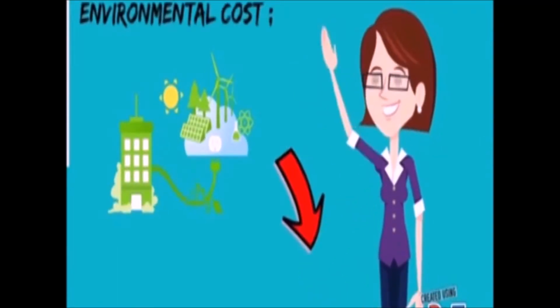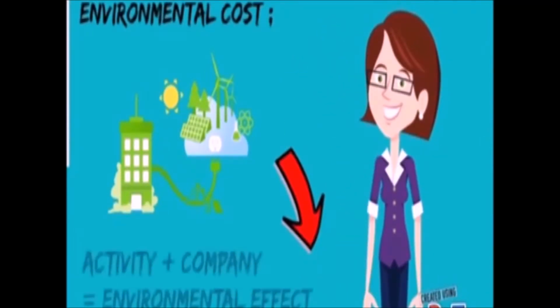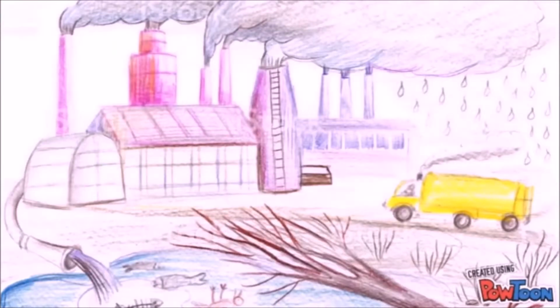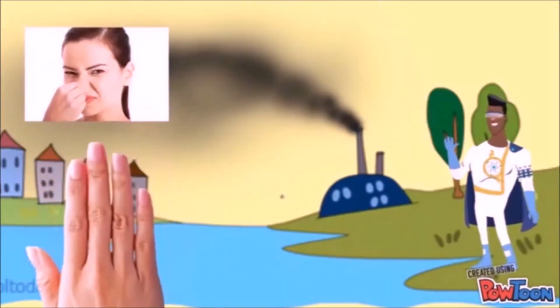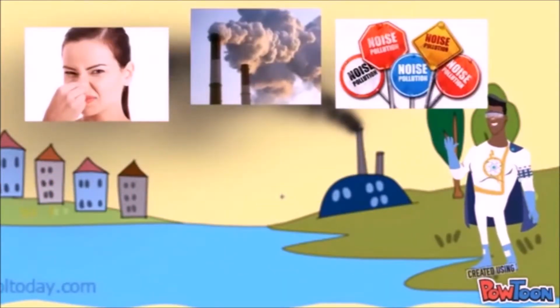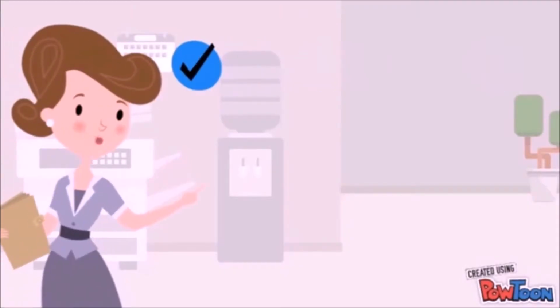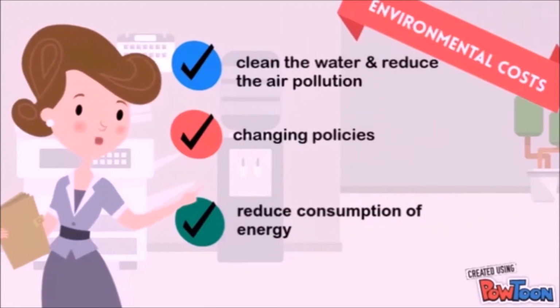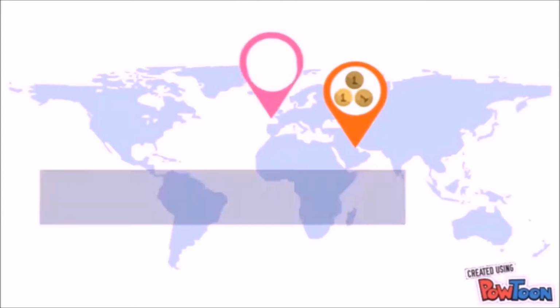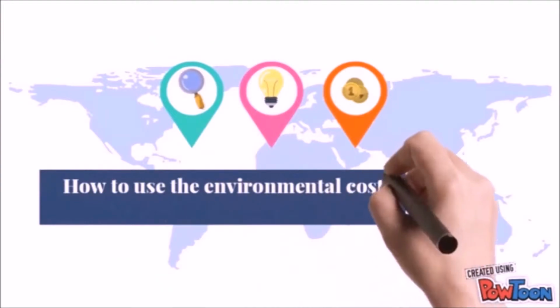In a business view, environmental cost is costs that arise from activity occurring in a company causing an environmental effect. For example, a tire-producing company will not be able to prevent environmental impact caused by the production of tires in the air and water pollution. This includes odor, solvent and dust emission, noise, waste and consumption of energy. Therefore, the costs related to cleaning the water and air pollution, changing policies and reducing the consumption of energy are known as environmental costs.